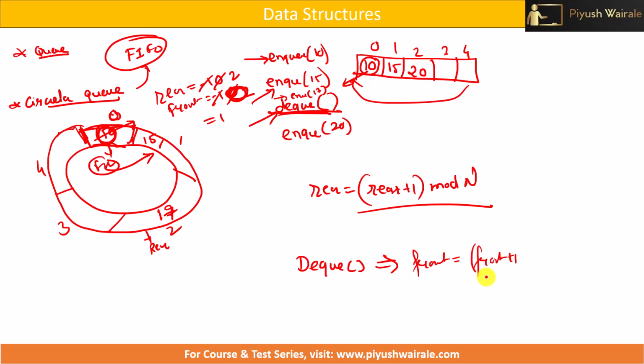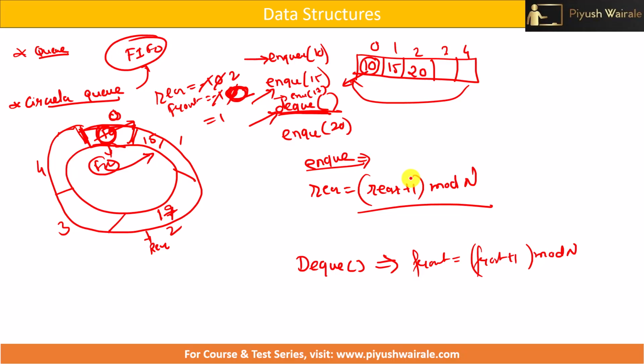Front plus 1 mod of n. And in the case of NQ operation, what happens? Rear equals rear plus 1 mod of n. I hope you understand the NQ and DQ operation now, right?